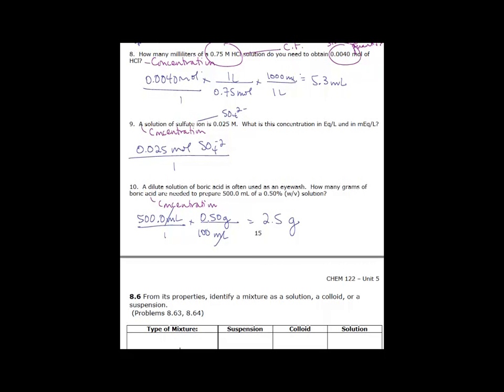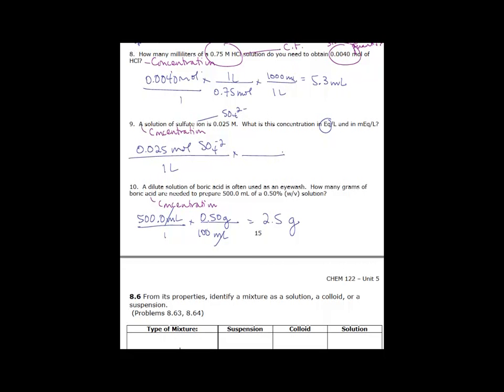The key is knowing that sulfate ion is SO4 2-. So the question asks, what is the concentration? It gives you the concentration in molarity. So molarity is moles of sulfate ion over 1 liter. I need to convert this concentration to equivalents per liter and milliequivalents per liter. Really, all I need to do is convert moles to equivalents and then equivalents to milliequivalents.